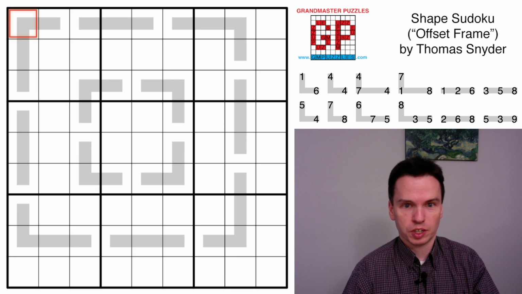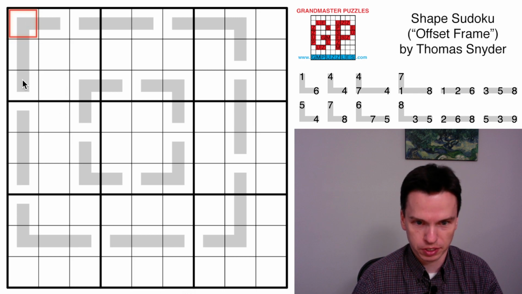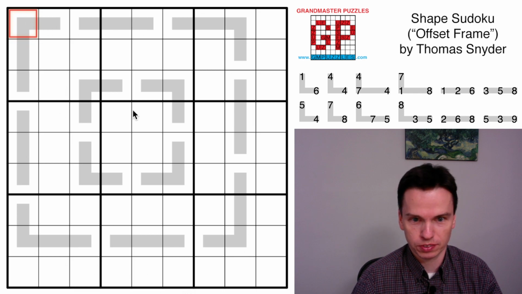We're here to solve this Shape Sudoku I wrote called Offset Frame. And the trick for a lot of Shape Sudoku, particularly examples like this with no numbers in the grid, is to look at oddities in the shapes. And one of the things in Sudoku is always the no repeat rule.